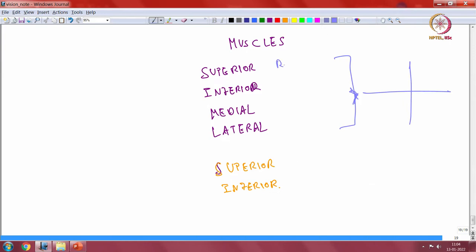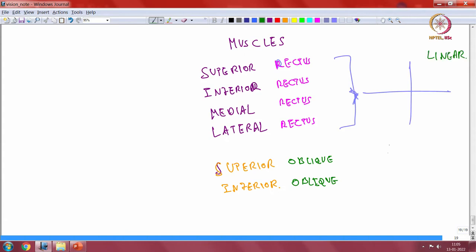So we'll name the muscles: superior rectus, inferior rectus, and this is superior oblique, inferior oblique. So many muscles are involved; there are six muscles which are responsible. These are linear, and these are torsional. So linear is direction.